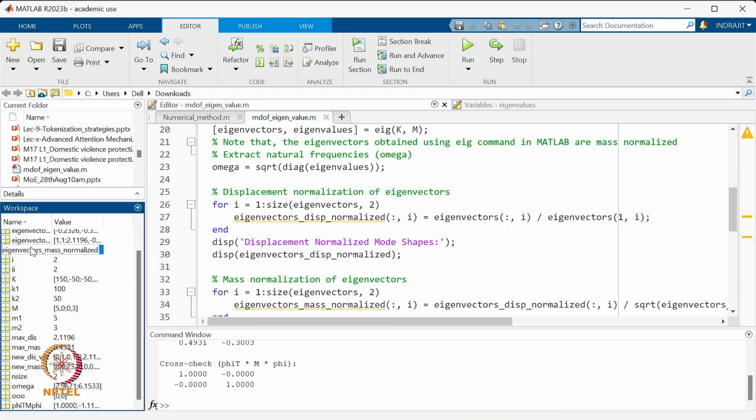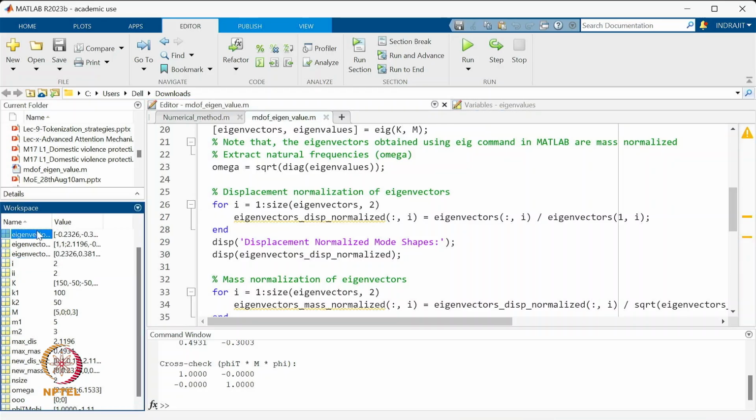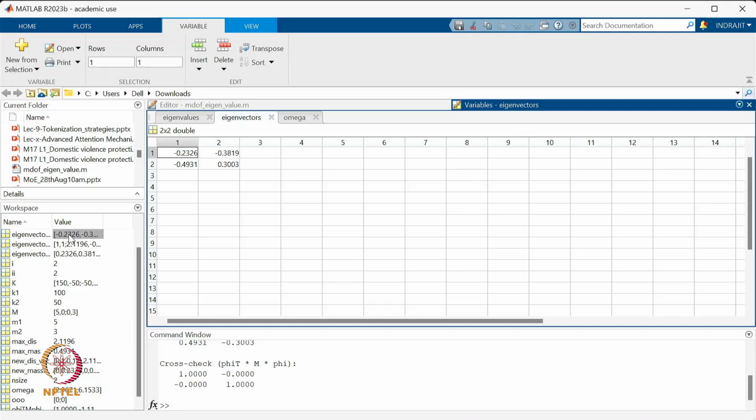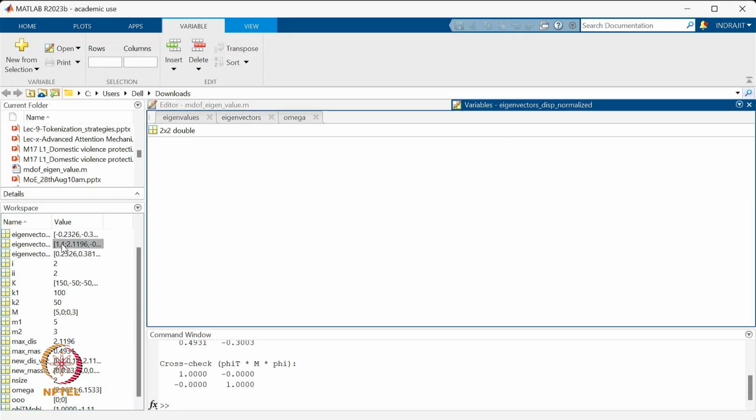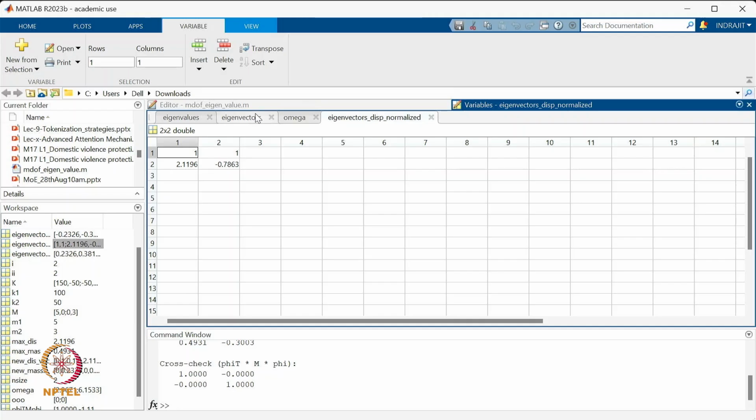Now you see that the eigenvector which was like this, you are now making one of them 1. The top one you are making 1 and the others are this. Okay, I will get it like that.